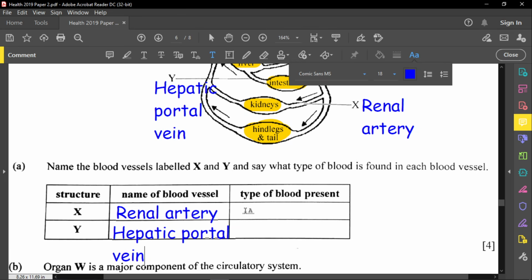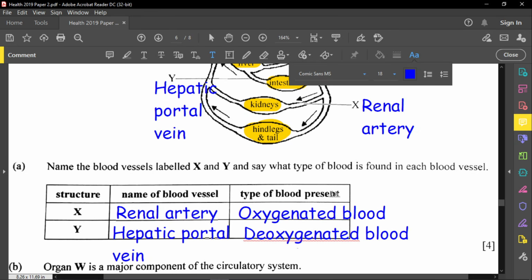All right, and so what type of blood is found in the renal artery? Generally in arteries, except the pulmonary artery, you find oxygenated blood. So this will be oxygenated blood. And what type of blood is found in the hepatic portal vein? It is a vein, so it contains deoxygenated blood. And remember, the only vein that carries oxygenated blood is the pulmonary vein. So those are the types of blood in these two blood vessels.